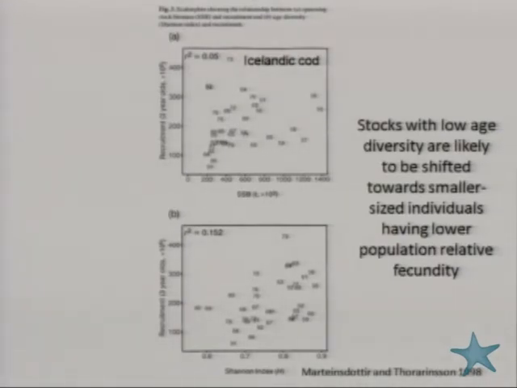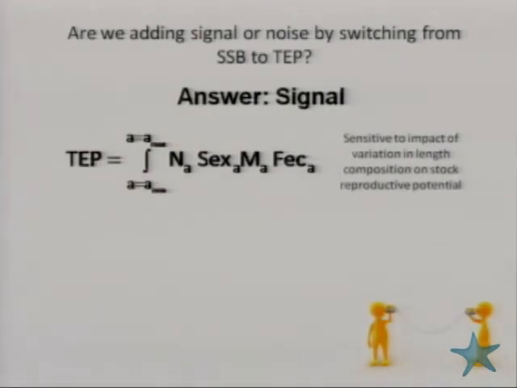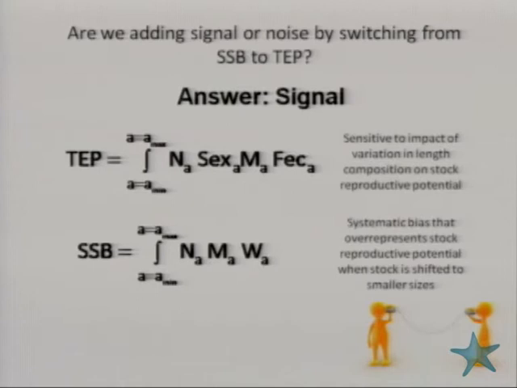So I think that this type of analysis has clear implications to these types of investigations, in that we can think of them as reflecting potentially the same underlying process, that is a differential productivity of large fish compared to small fish. So are we adding signal or noise by switching from SSB to total egg production? I think it's fairly clear that, in fact, it's inarguable that on both a theoretical basis and empirical basis, we're adding signal. Total egg production is sensitive to the impact of variation in length composition on stock reproductive potential. By comparison, spawning stock biomass has a systematic bias that overrepresents stock reproductive potential when the stock is shifted to smaller sizes. And of course, fishing mortality has the negative consequence of shifting your stocks to smaller sizes. So in fact, the quality of the signal in SSB deteriorates as the status of the stock declines.